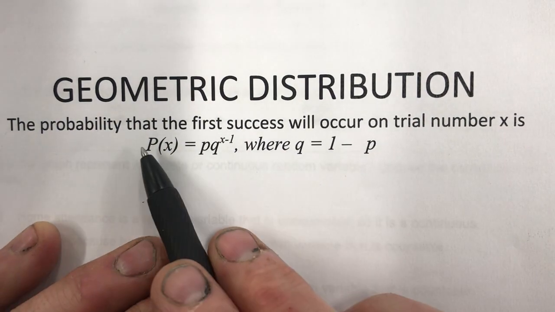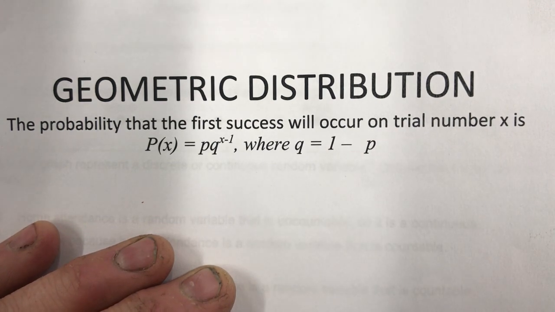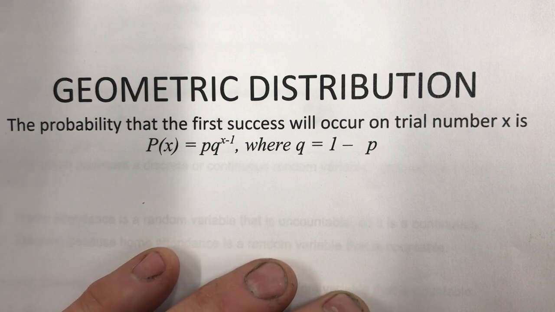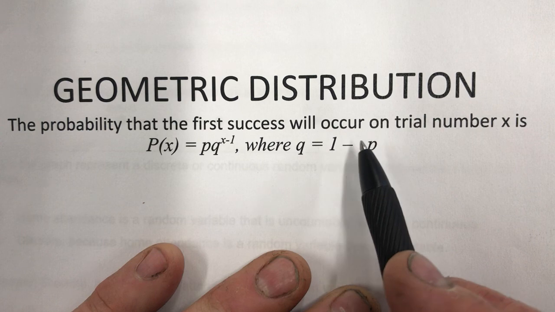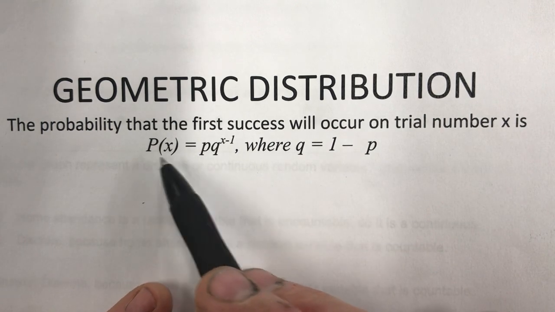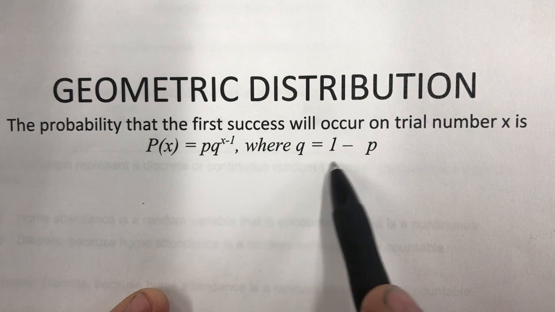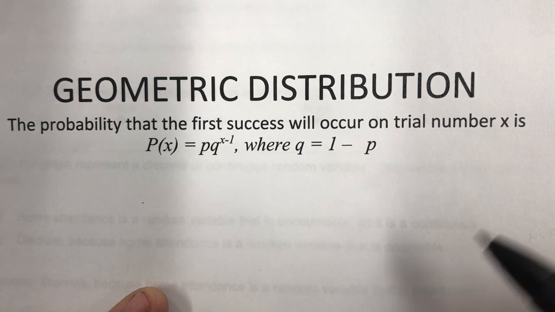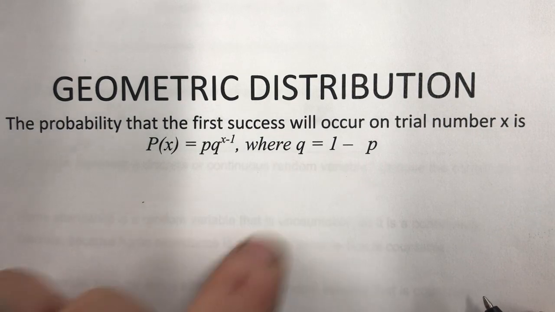Then we had geometric distributions. Geometric is the probability that the first success will occur on trial number x. So like if you're shooting free throws, what's the probability that you make your first one on the 5th try? That would be a geometric distribution. And so this is how you find the probability of that: p times q to the x minus 1 power, where q is 1 minus p. So in other words, if you're 30% on making free throws, then 1 minus 30% would be 0.70, so it'd be 70%. So that's what q would be.